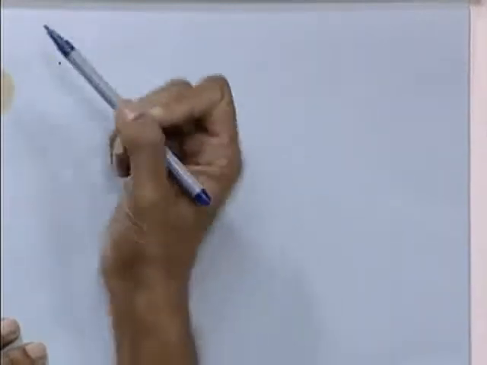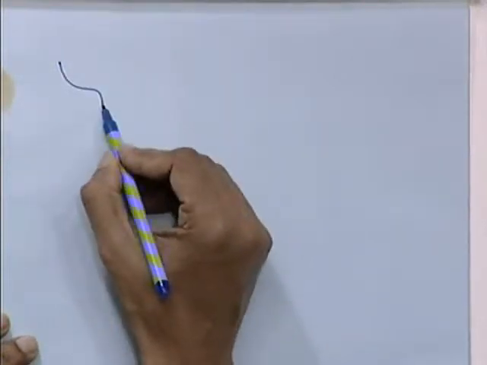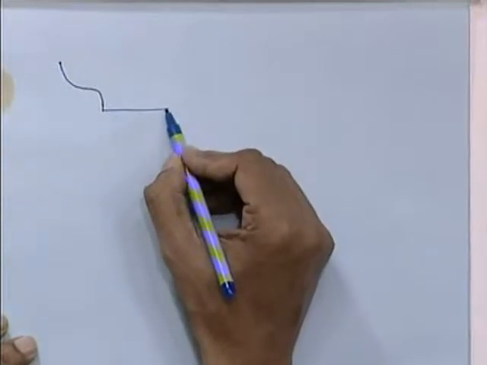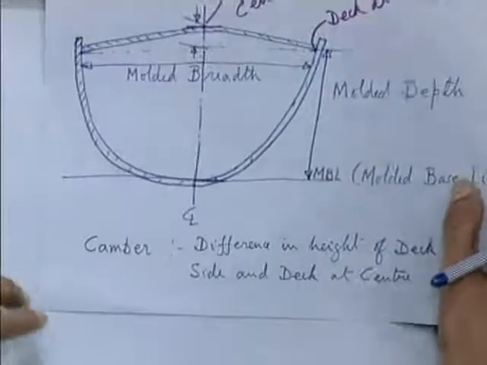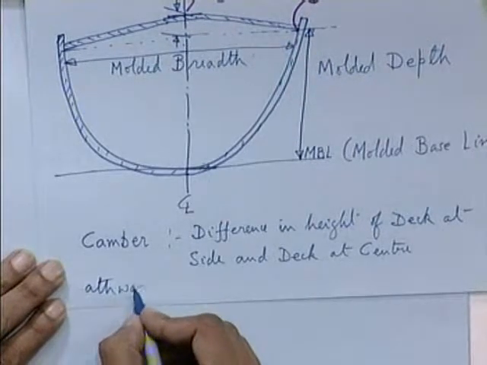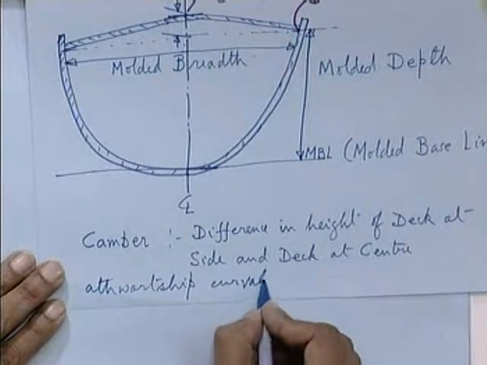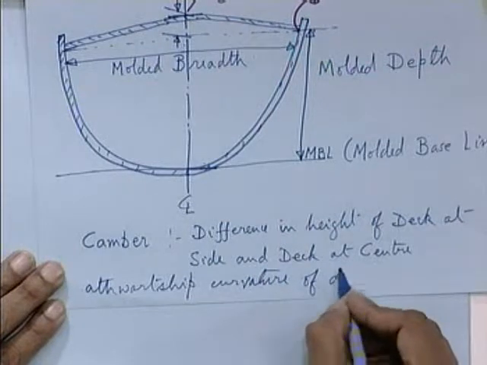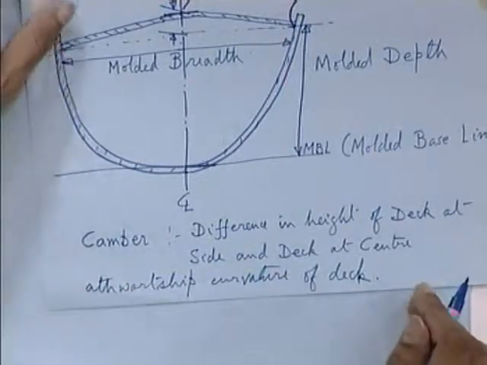There is another nomenclature which you will come across, that is called shear. In the lines drawing, you will see that the deck also is having a curvature. So camber is curvature, this is called athwart-ship curvature, the athwart-ship curvature of the deck. Now you can also give some longitudinal curvature to the deck.